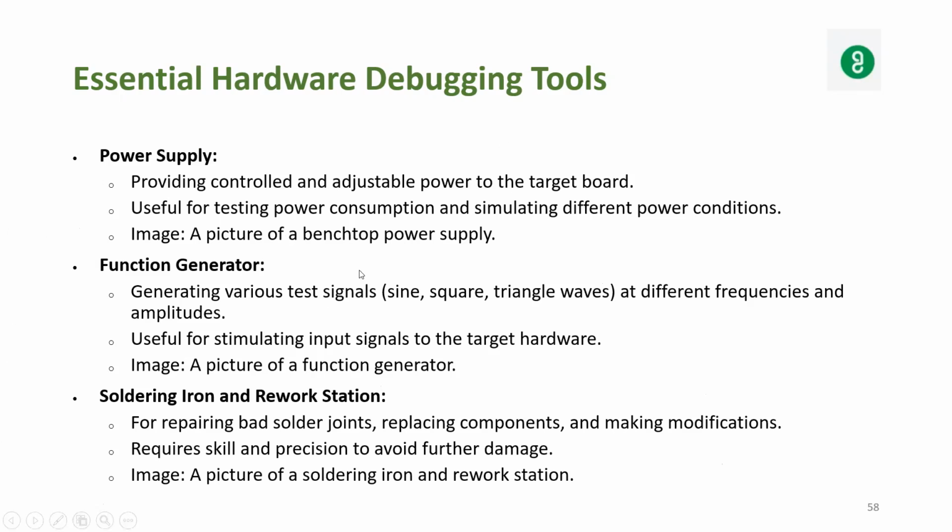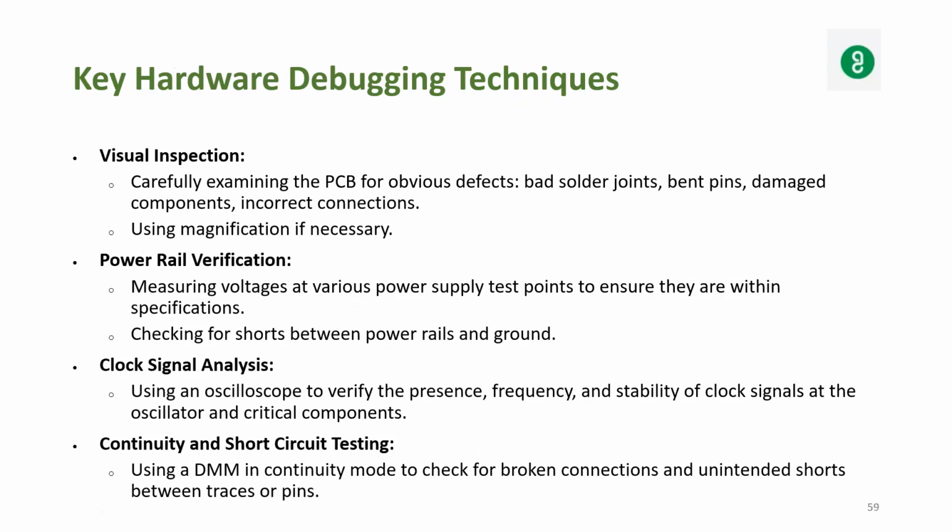We have just seen the problems that occur if the power supply feeds incorrect voltage or current. The power supply is also used for testing power consumption and simulating different power conditions. The function generator generates sine, square, and triangle waves at different frequencies. With the soldering iron, if you want to join or repair anything, you should be very careful. And visual inspection: you can inspect the PCB visually.